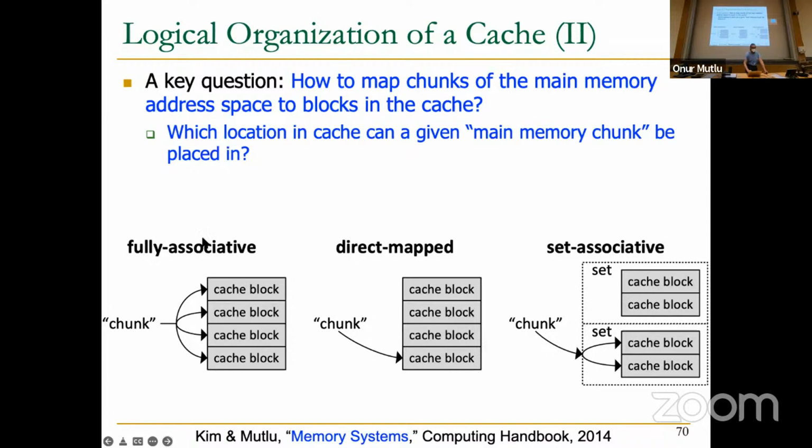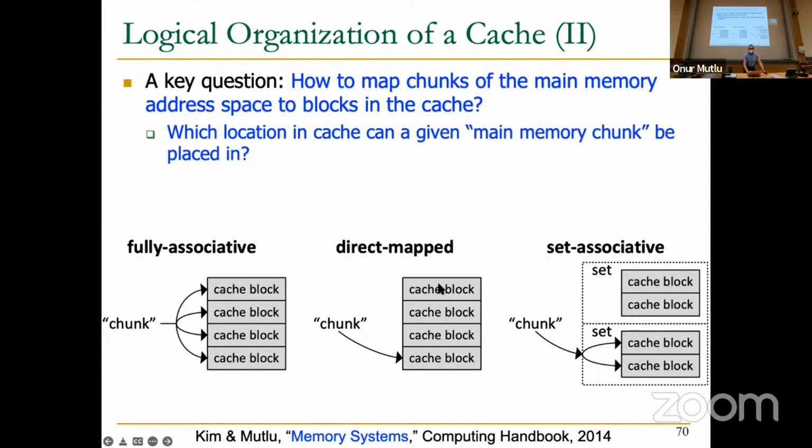But at the high level, assume that you have a cache with 4 possible blocks. You can only have 4 blocks in your cache. Any chunk in main memory can map to any possible cache block. This is called fully associative. This is the most flexible organization, basically.